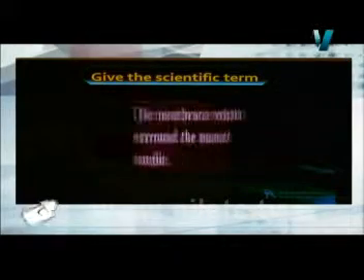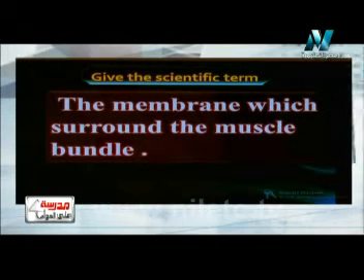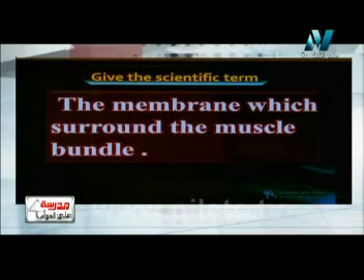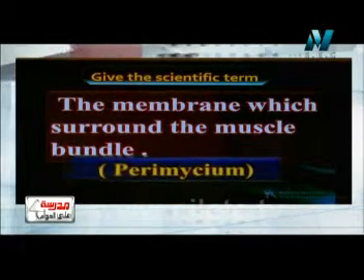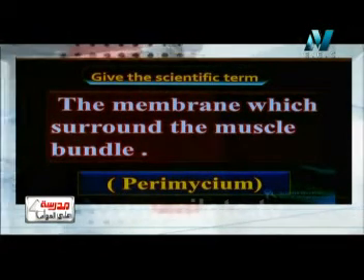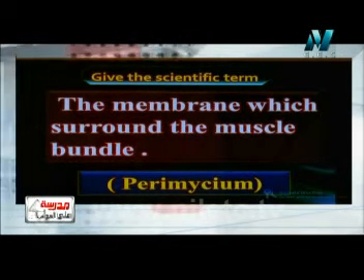The next. The membrane which surrounds the muscle bundle. It's called the perimysium. The perimysium membrane surrounds a group of muscle fibers, which is called the muscle bundle.